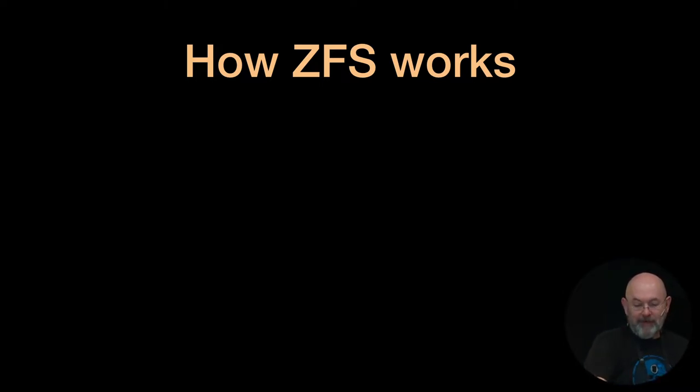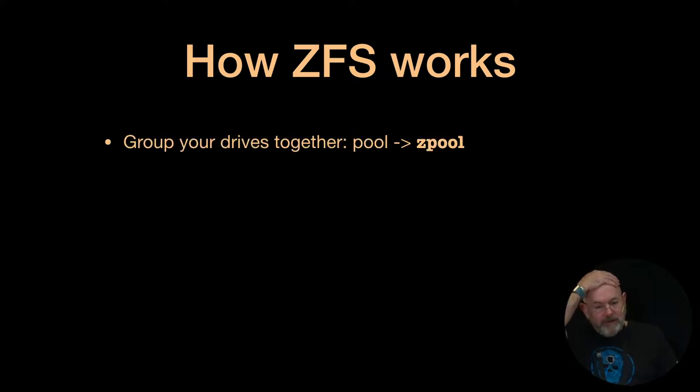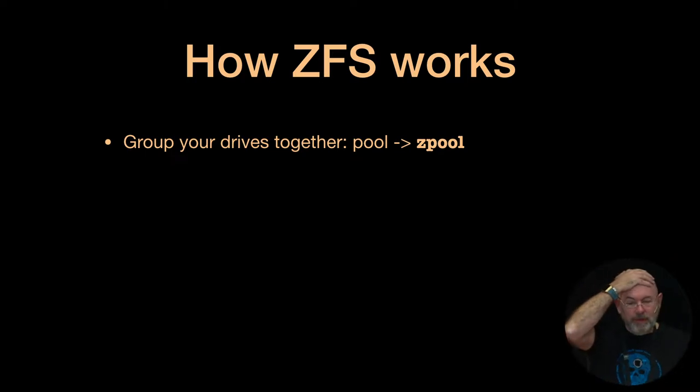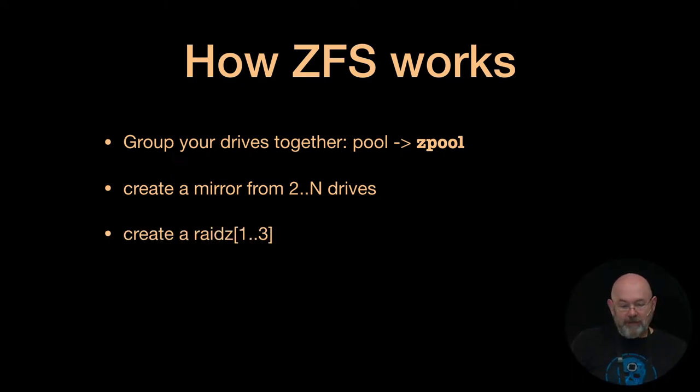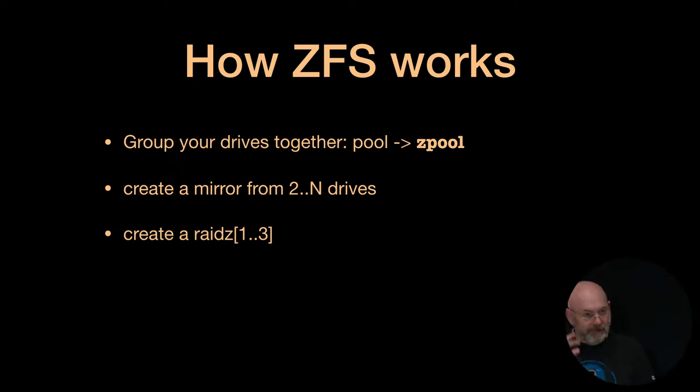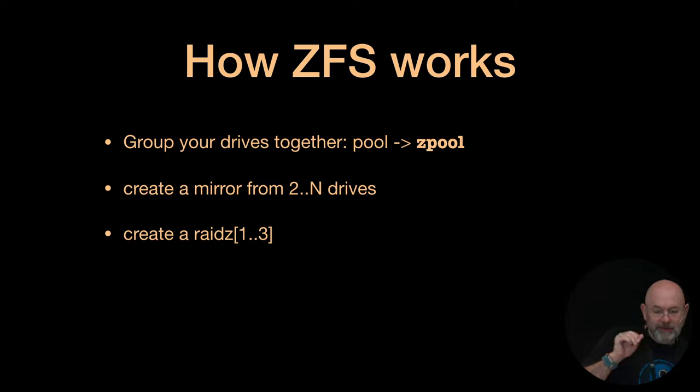ZFS is not RAID. Don't think of it as RAID. Think of it as redundancy. Basically, you put your drives together into a pool, which we call a zpool. You can create a mirror consisting of 2-to-N drives. You can create a RAID Z, which usually has a number 1 to 3 after it. That's the number of drives you can lose from that device without losing any data.